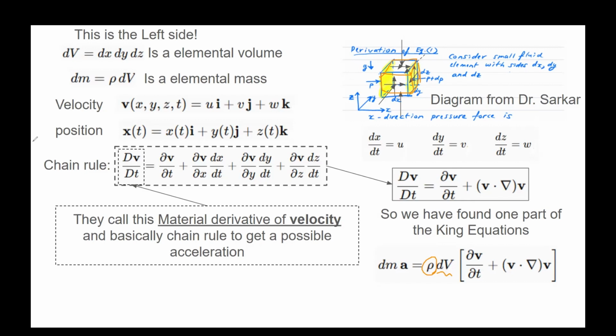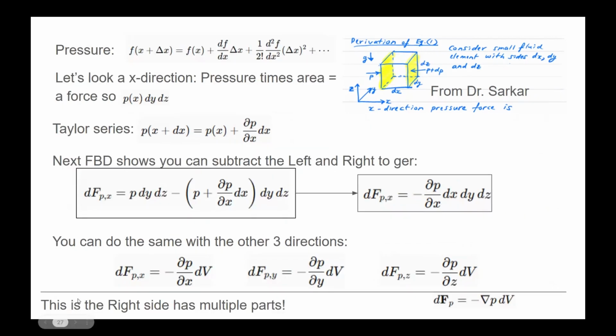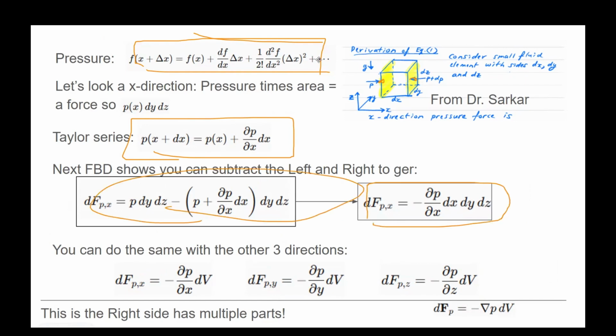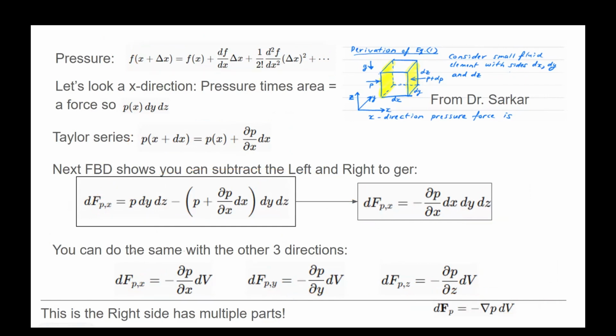But this is just a chain rule. Anyway, with pressure, there's a Taylor series over here, and you can see with the Taylor series, you can get something like this. And then you plug over here as P1 and P2, and you subtract each other to get this form over here, which in turn has three directions. So you can imagine one, two, three, three directions, which can be summed as a gradient of such.